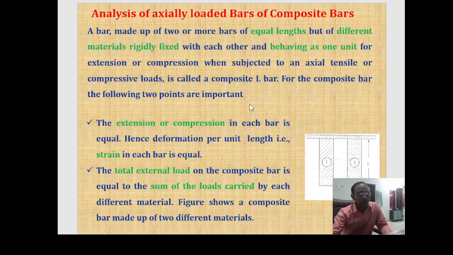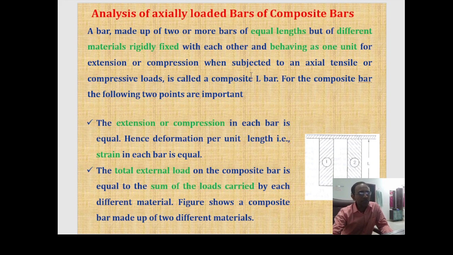So altogether we have three conditions. There must be two or more bars having equal lengths, made of dissimilar or different materials having different moduli of elasticity, and they must behave as one unit. Such bars are called composite bars.